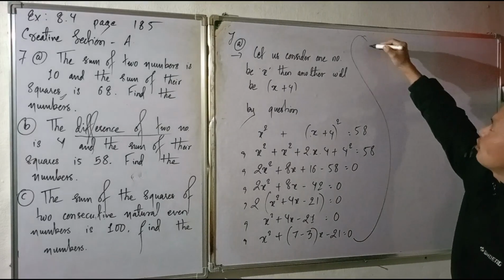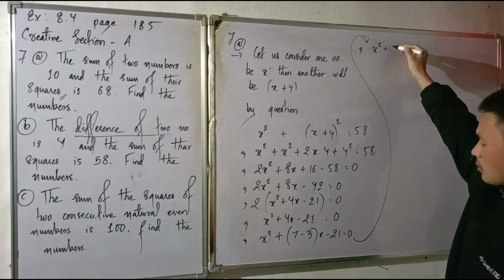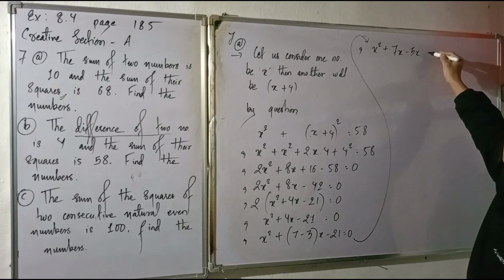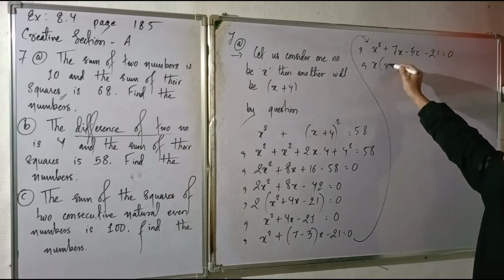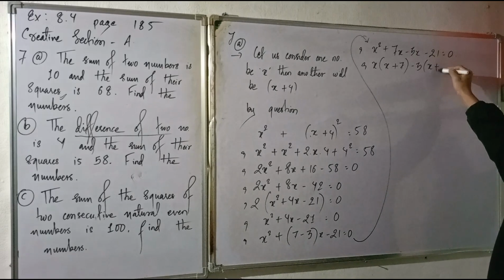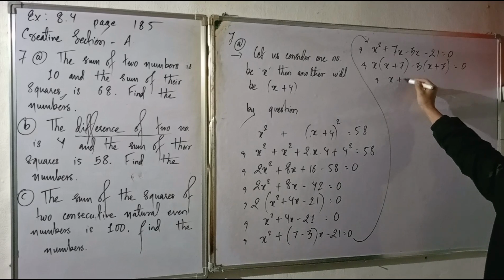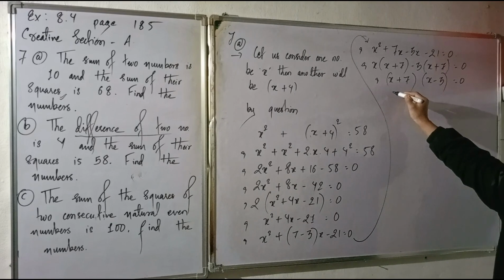Until now you should know how to factorize. You must know: x squared plus 7x minus 3x minus 21 equals 0. I will just take x common here: x(x plus 7) minus 3(x plus 7) equals 0. Yes, (x plus 7)(x minus 3) equals 0.